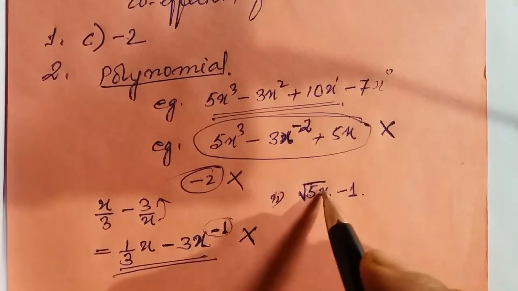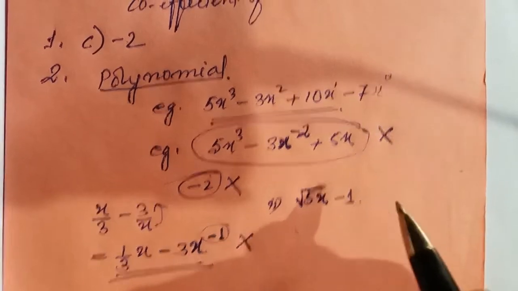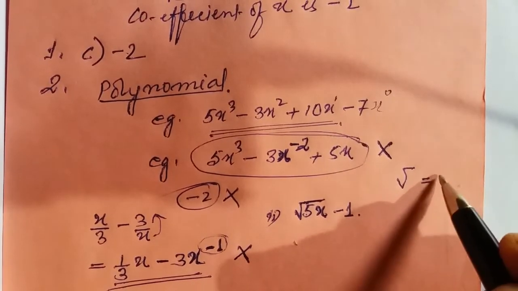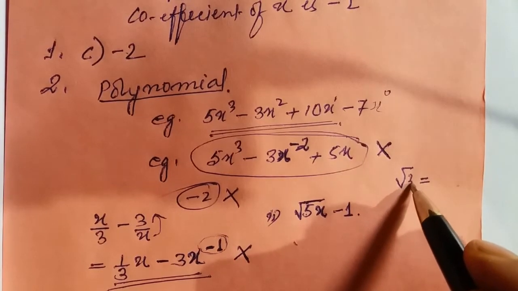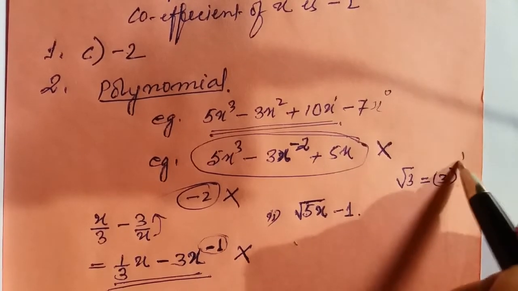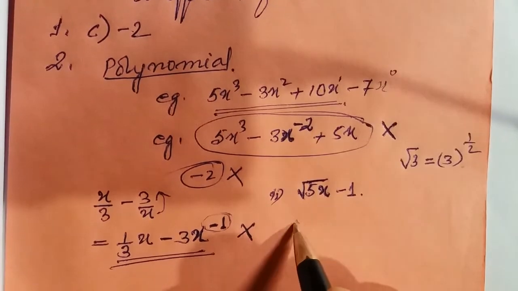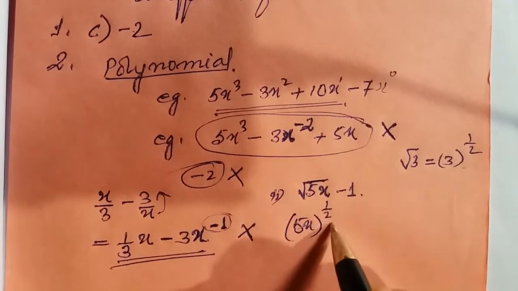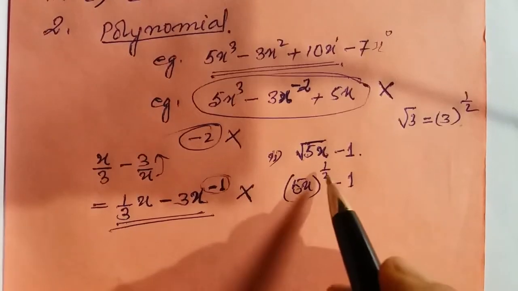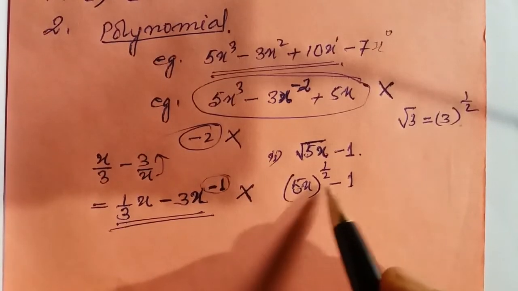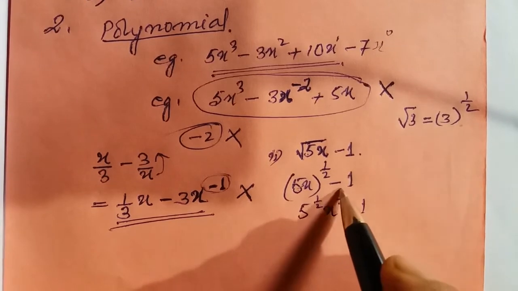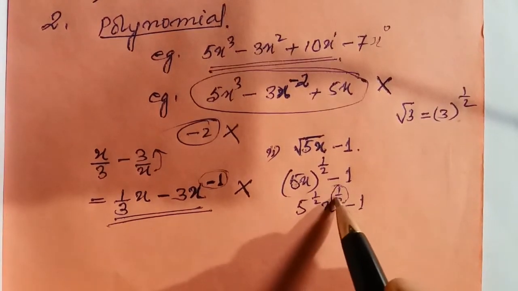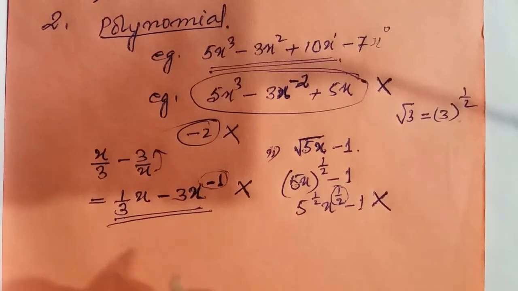Since x is inside the square root sign, you know that the square root is power 1 by 2. Let's say for example this is 3, then this means 3 to the power 1 by 2. So here square root 5x is nothing but 5x to the power 1 by 2, now minus 1. This 1 by 2 is for both 5 and x. The power of x here is 1 by 2, which is not a whole number, so this is not a polynomial.